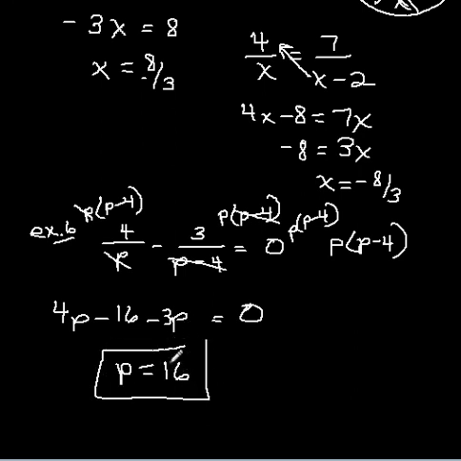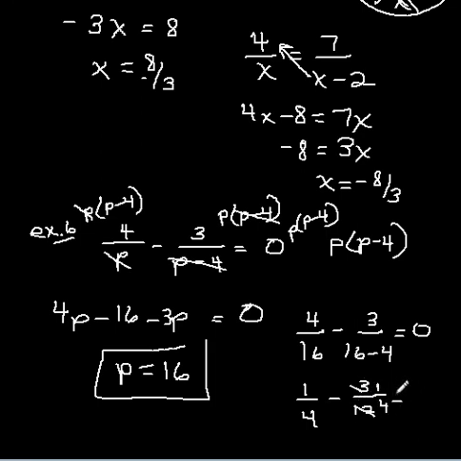You can always check these by putting them back into the equation and seeing if it works. Like 4 over 16 equals minus 3 over 16 minus 4 equals 0. Hopefully this all works out. So we get 1/4 minus 3 over 12. Guess what that is? 1/4 does in fact equal 0.